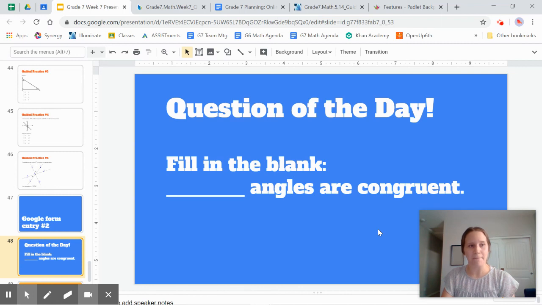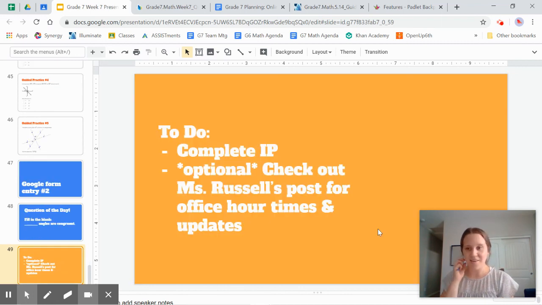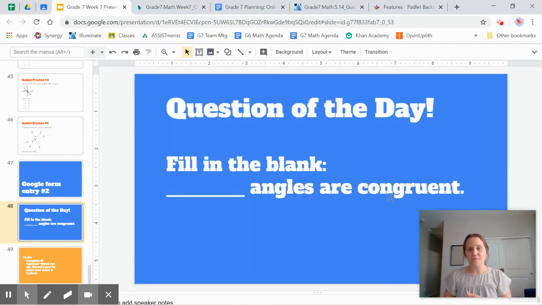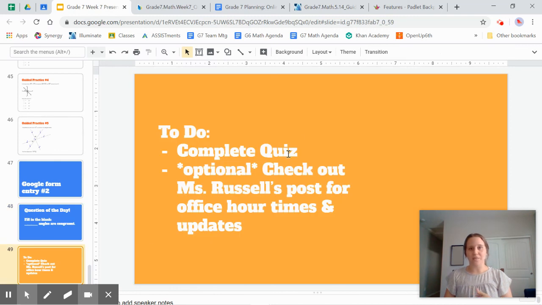Beautiful. All right, I hope you enjoyed that angle relationship review. I wish we had a lot more time to review angle relationships because I think they're so fun. Your independent practice today, I'm going to actually adjust this. It's your quiz, remember, for the week. So your goal is to complete your quiz today. There's no skill builder today so that you have all of your time and focus just devoted to that quiz. Can't wait to see how you guys do on our learning from the week.